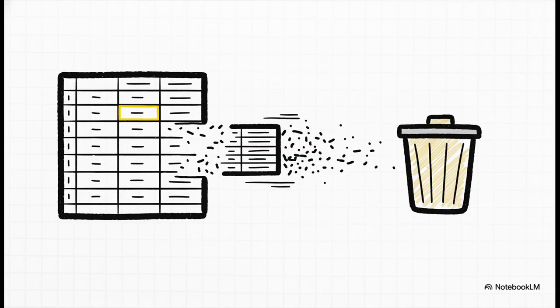And finally, of course, we have delete. This is for when data just isn't needed anymore. You delete a post from your feed, a delete command is sent to the database to hunt down that specific post and just, poof, remove its entire row from the table.